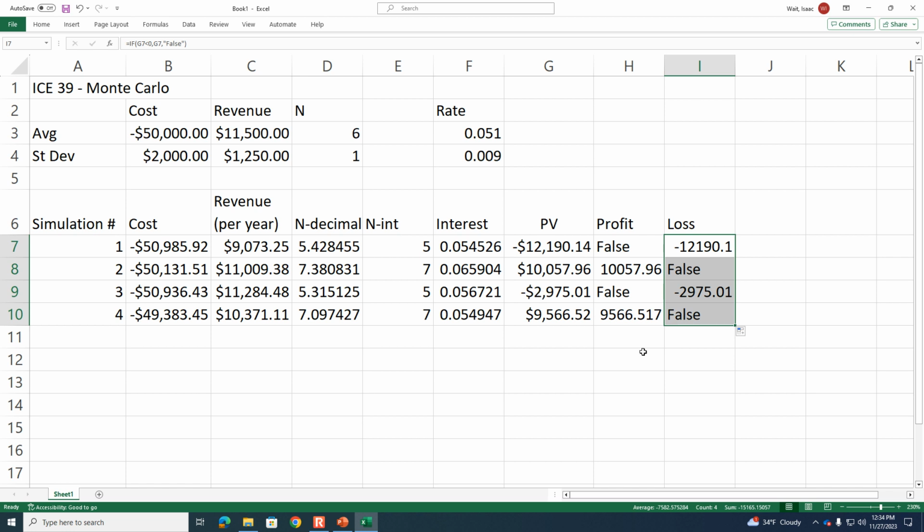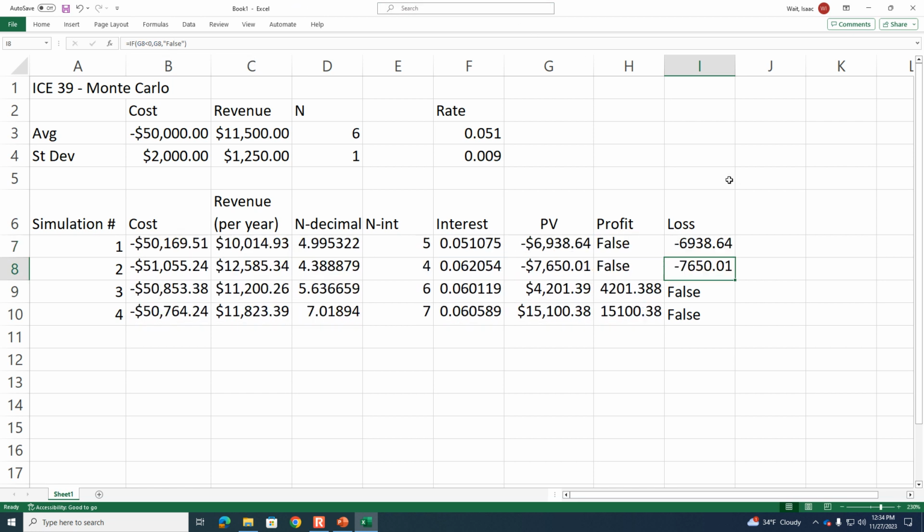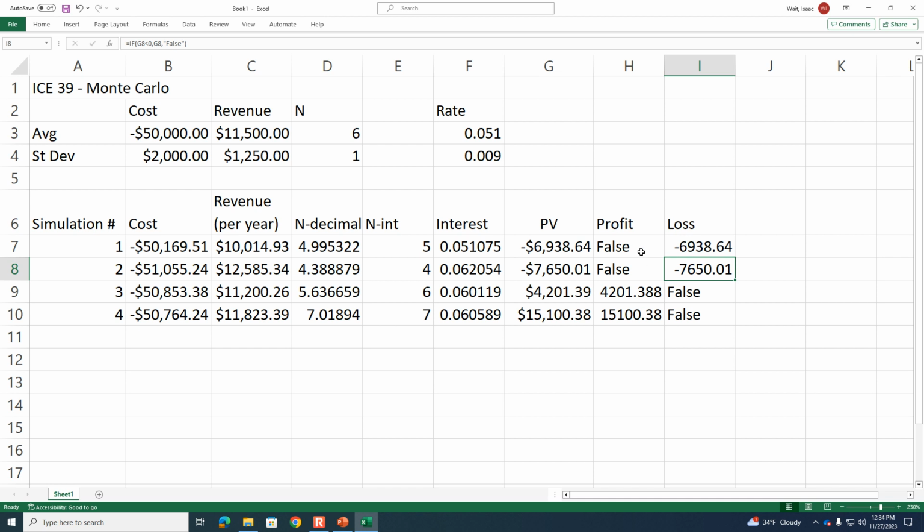So the loss should tell us the amount when it's a negative. So it looks like it's, oh, I spelled false wrong. There we go. No, that's right. It just looks weird. F-A-L-S-E, false. Sometimes, you know, you get snowblind when you're up in front of the screen. All right. So does everybody have this set up correctly?